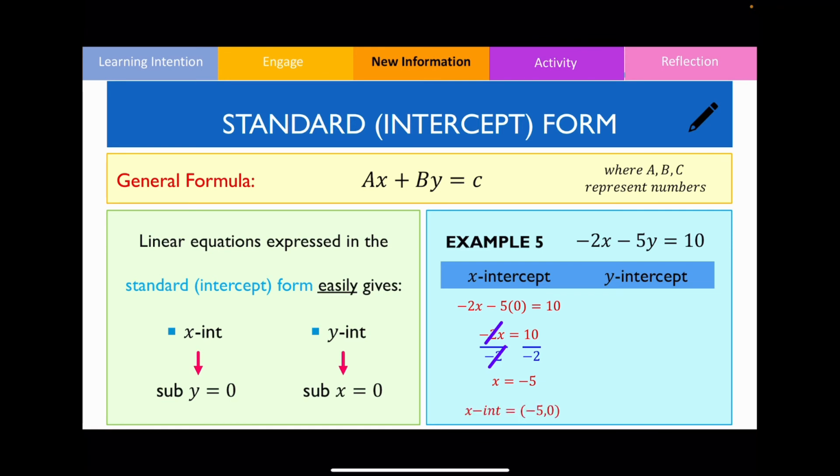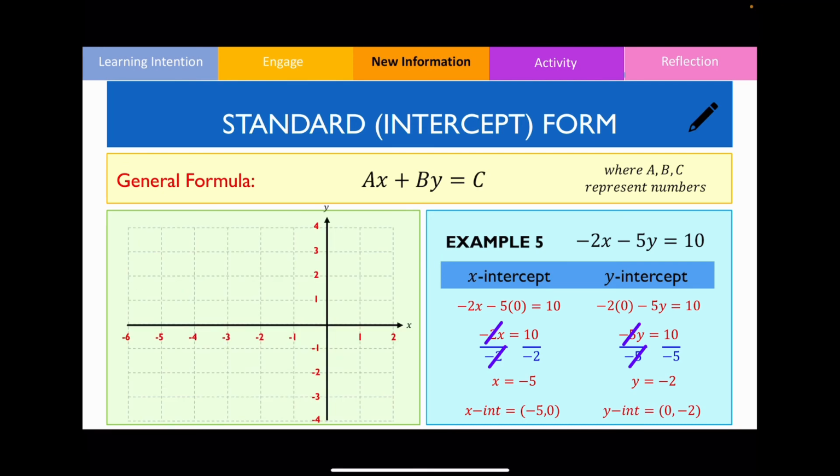Now, in order for us to work out the y-intercept, we'll substitute x is equal to 0. So therefore, any number multiplied by 0 is equal to 0. You're now left with negative 5y is equal to 10. Divide both sides by negative 5 to solve for y. Hence, y is going to be equal to negative 2. And that's going to be our y-intercept.